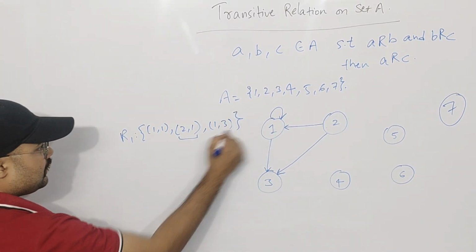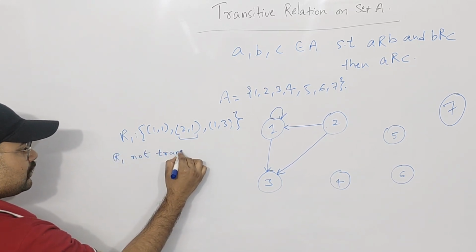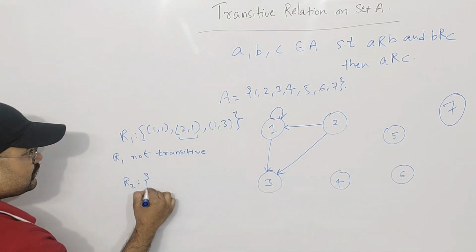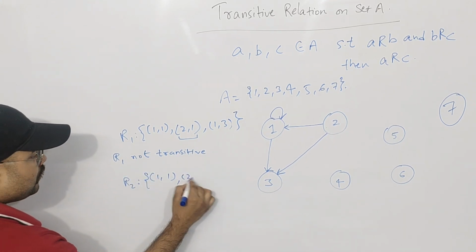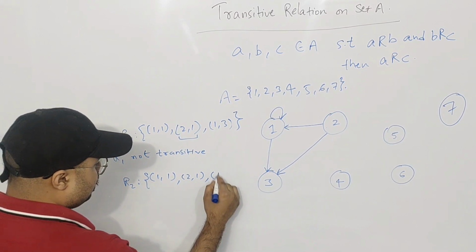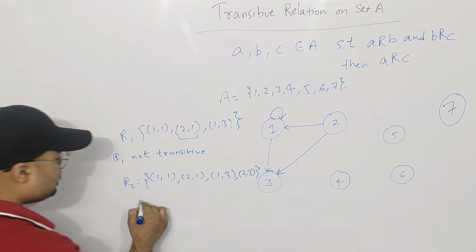This is R1. R1 is not transitive. But let's say you have R2, which is 1 comma 1, 2 comma 1, 1 comma 3 and 2 comma 3. Then R2 is transitive.